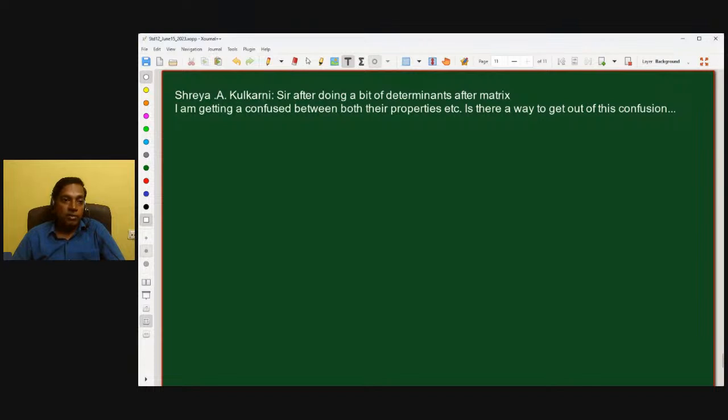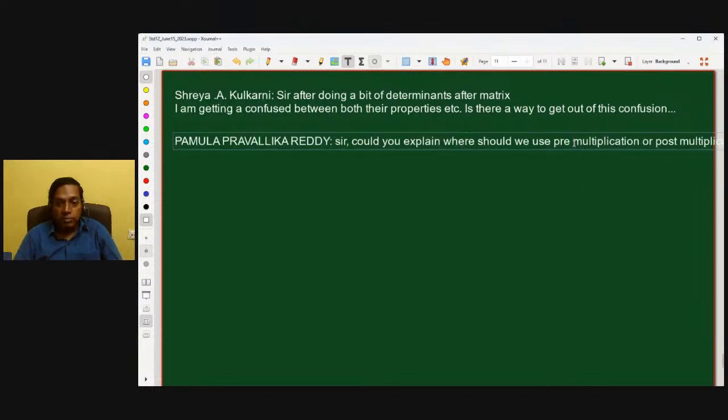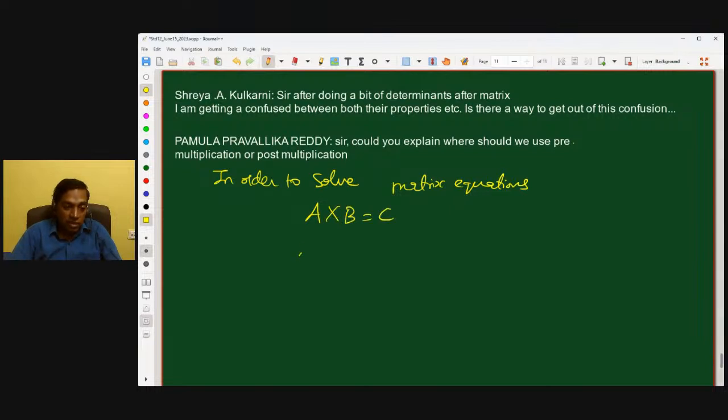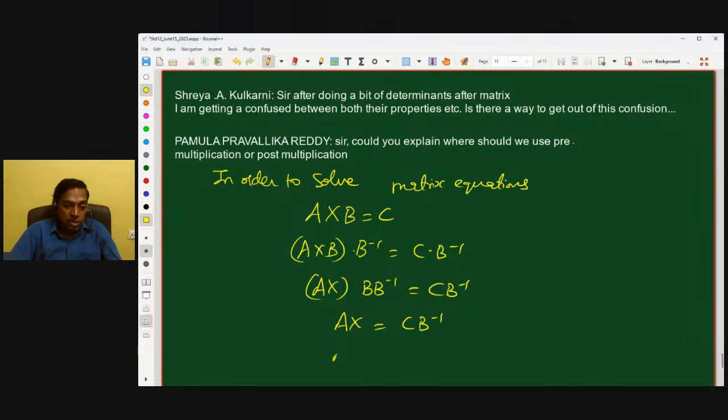Okay. Pamula Pravalika, where do we do pre-multiplication or post-multiplication in order to solve matrix equations? I think you have to see last classes. For example, if AXB is equal to C, we write AXB into B inverse is C into B inverse. So this can be written as AX into BB inverse because of associative property. BB inverse is I. AX is CB inverse. A inverse times AX is A inverse times CB inverse.